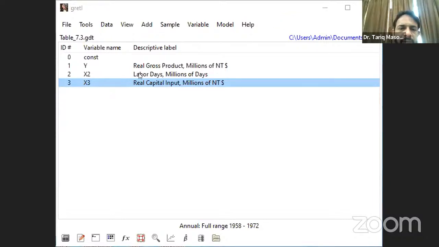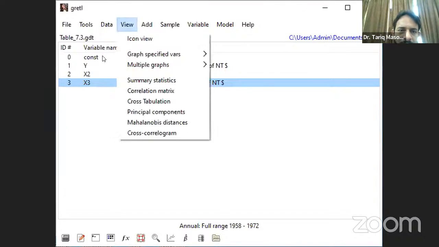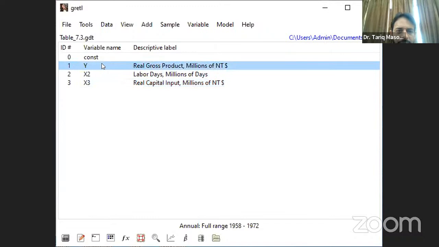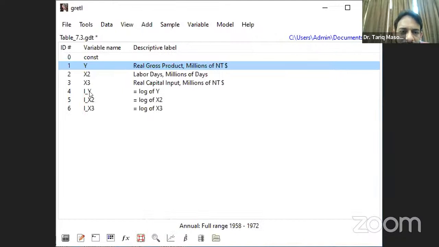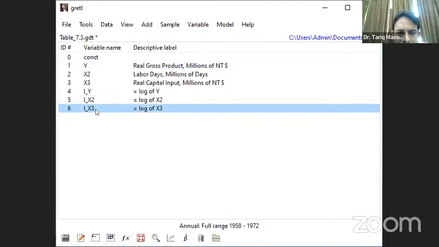First we must take log of all these variables, because we are not going to use the original nominal raw variables, but their logarithmic transformation. So select all the variables. First select all the variables, then under the option add, there is an option logs of selected variables. Simply click on it, and there will be addition of 3 new variables, which are logarithmic transformations of the originals. First is log of y, then log of x2, and last is log of x3.